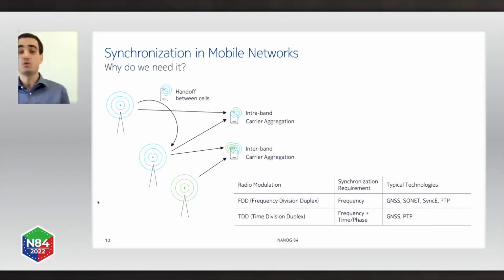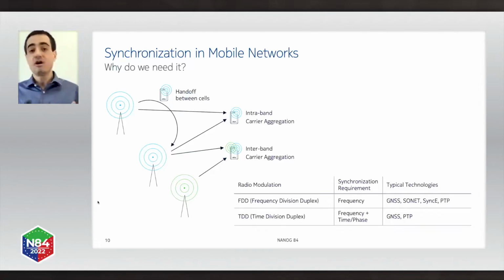So that is why we need synchronization. That is why it's a fundamental capability. We sometimes even say that synchronization in mobile networks is just like power. If you lose synchronization, everybody is isolated. Essentially, you don't have any more movement.